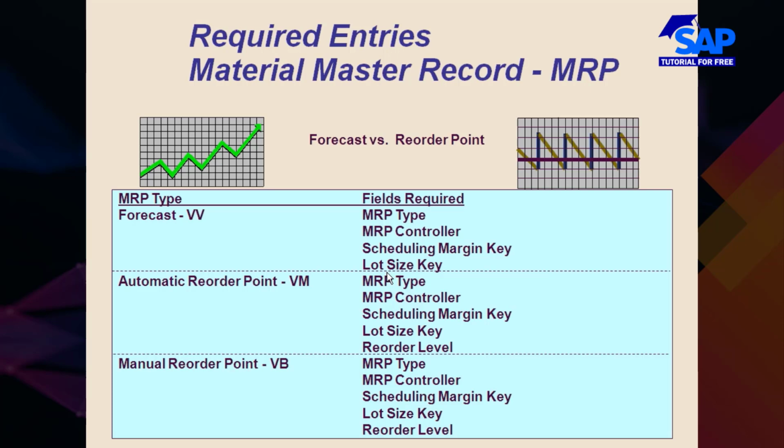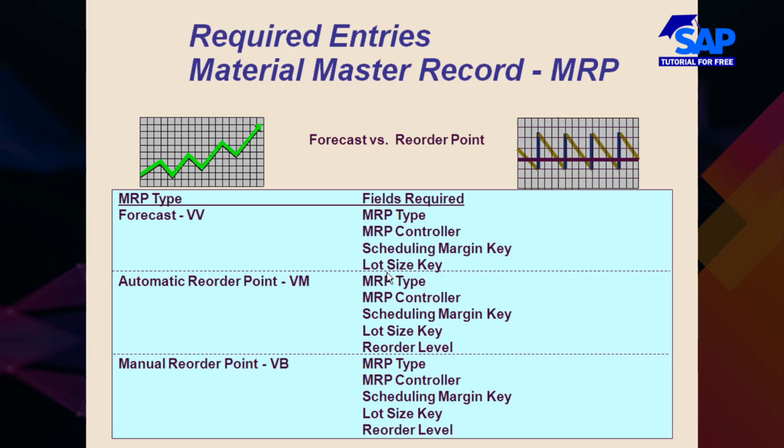We will discuss these lot sizes towards the end of MRP. Lot size is nothing but simply, remember, the quantity of material to be procured with reference to an order. That is called lot size. Okay, so all these 4 fields are required from the material MRP perspective. That is MRP type, MRP controller, SMK (schedule margin key) and lot size.